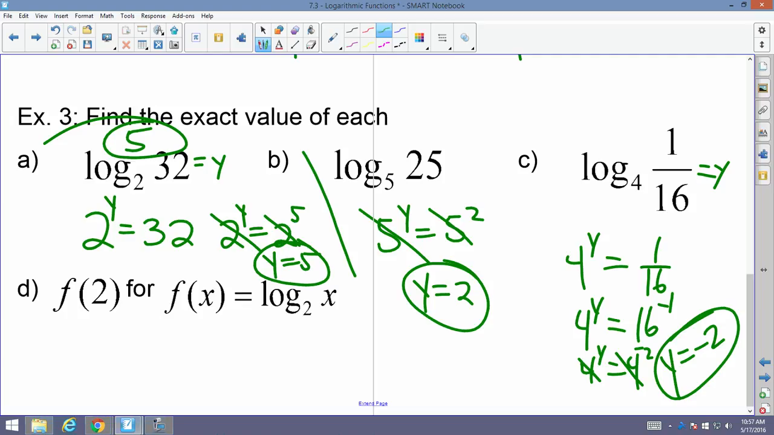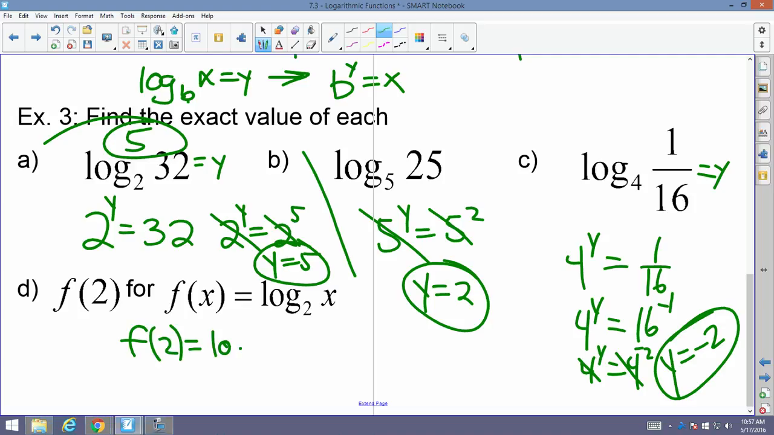Again, all of this comes from this main example: b to the y power equals x. Now, I want to find f of 2. If I want to find f of 2, does that not equal log base 2 of 2? What does that equal? 1.